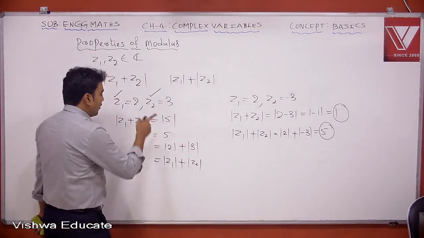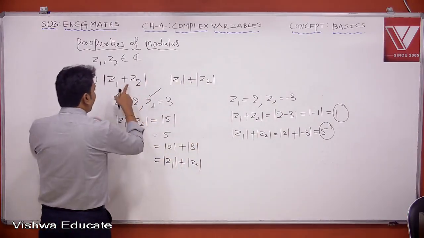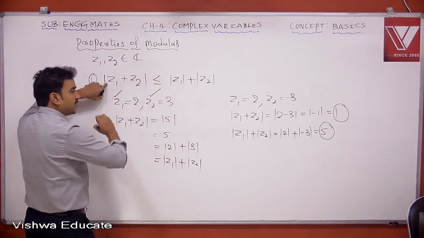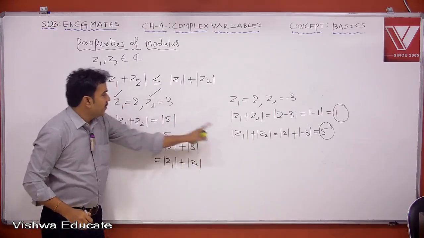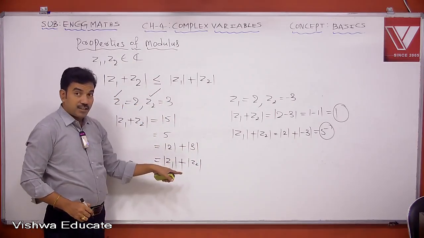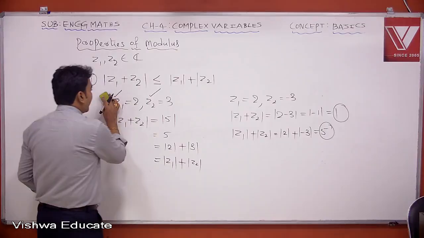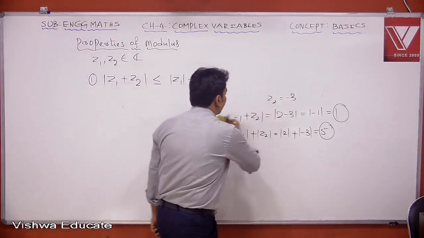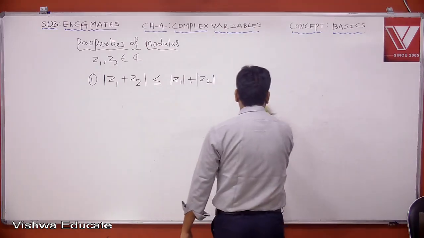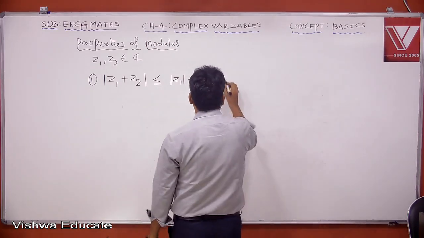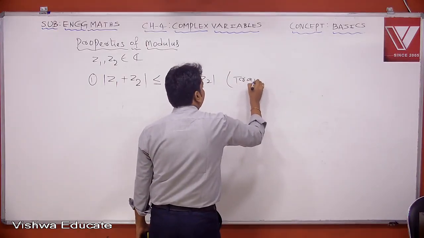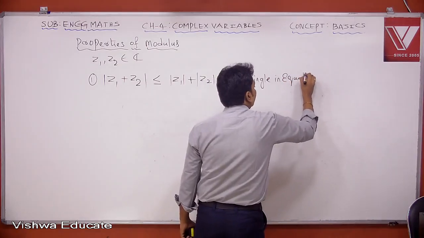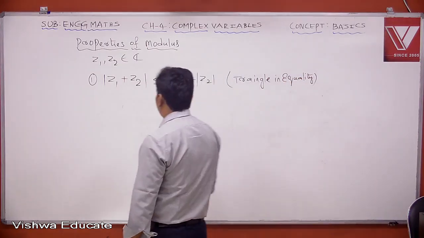So from this example as well as the previous example, the relation between these two expressions is that in some cases it is less than, in some cases it is equal. So the conclusion we have is modulus of z1 plus z2 is less than or equal to modulus of z1 plus modulus of z2. And this property we call the triangle inequality.